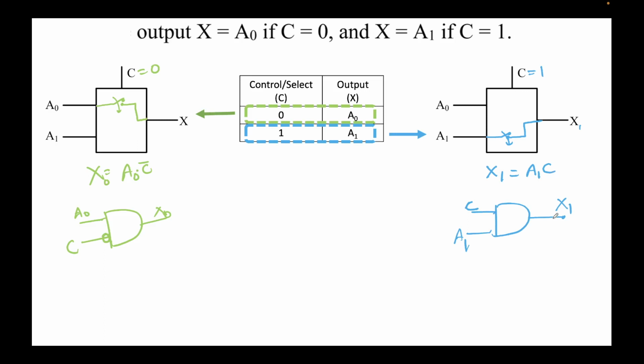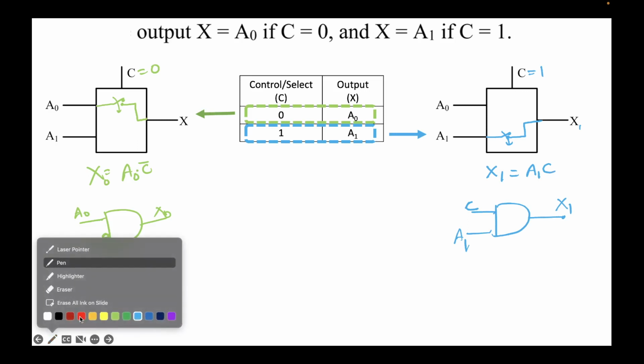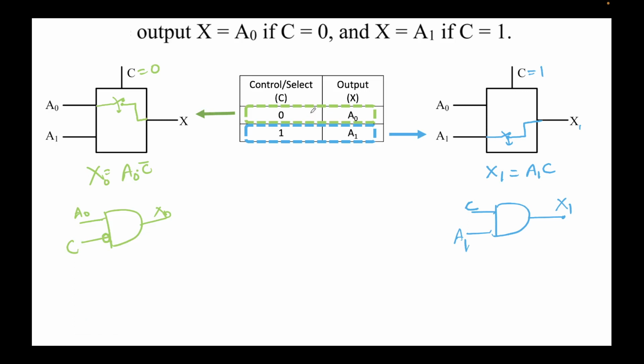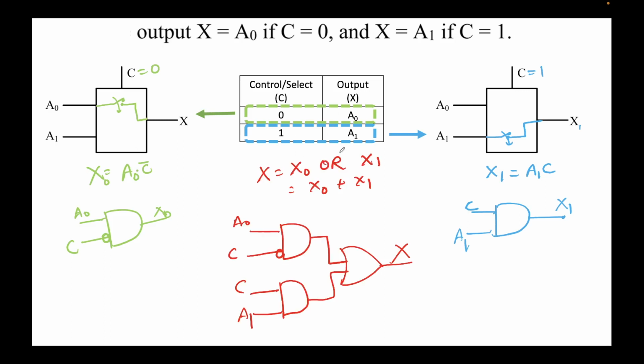Now comes the most important thing. I told you at any given point of time, either this will be true or this will be true. Both cannot be true at the same time. So what we have is an OR in between. The value of X can either be x naught, this value, or it can be x1, this value. Hence X can be written as x naught plus x1.